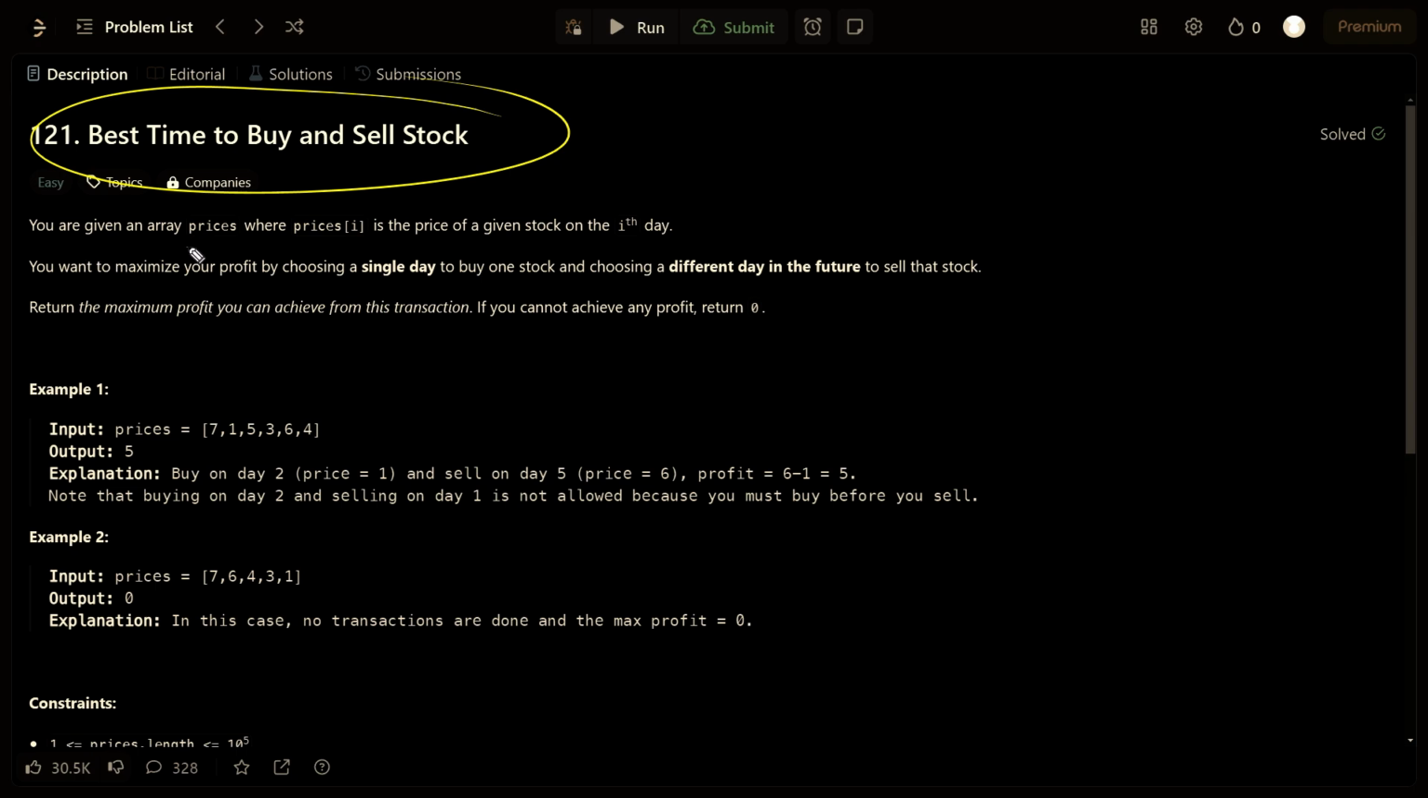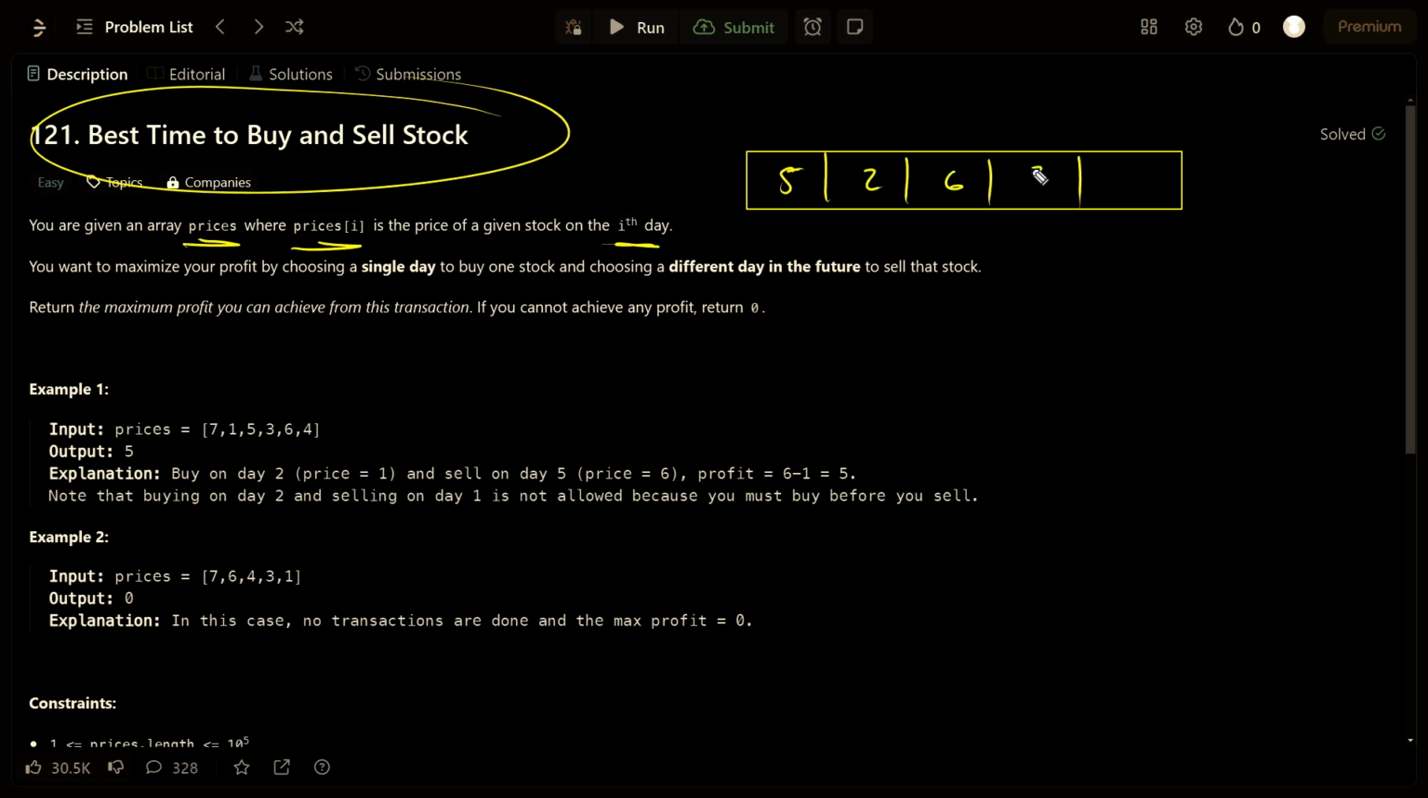You are given an array called prices, where prices[i] is the price of a given stock on the ith day. So what does that mean? It means we're going to be given an array. This array will contain some numbers. I'll just go ahead and write some random numbers. And each number right here represents a day. So this is day 1, day 2, day 3, day 4, day 5. Okay? So you can see here that on day number 1, the price was 5. On day number 3, the price was 6. On day number 5, the price was 1.